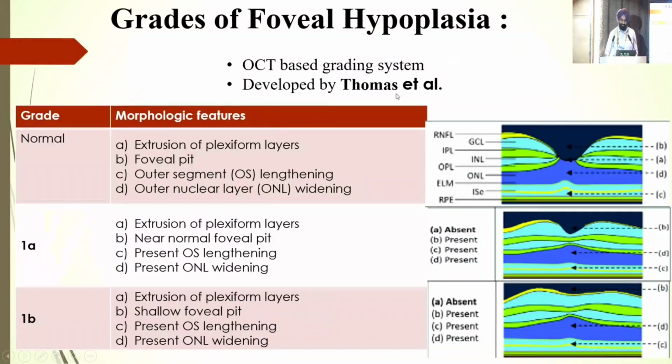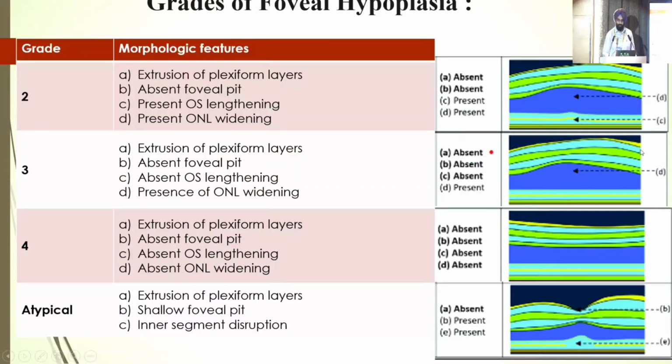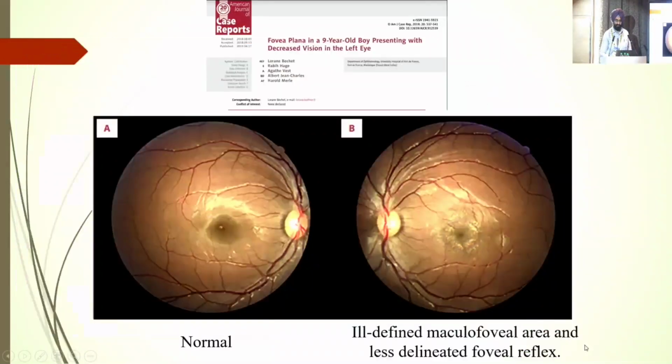This was graded on OCT by Thomas et al. A normal OCT, as we all know. In stage 1A, there is extrusion of the plexiform layers. 1B, extrusion of the layers with a shallow foveal pit. In stage 2, the foveal pit is absent. In stage 3, the cone widening is absent, and in stage 4, outer nuclear layer widening is also absent. It is atypical when these features are associated with some drusen or PED anomalies.